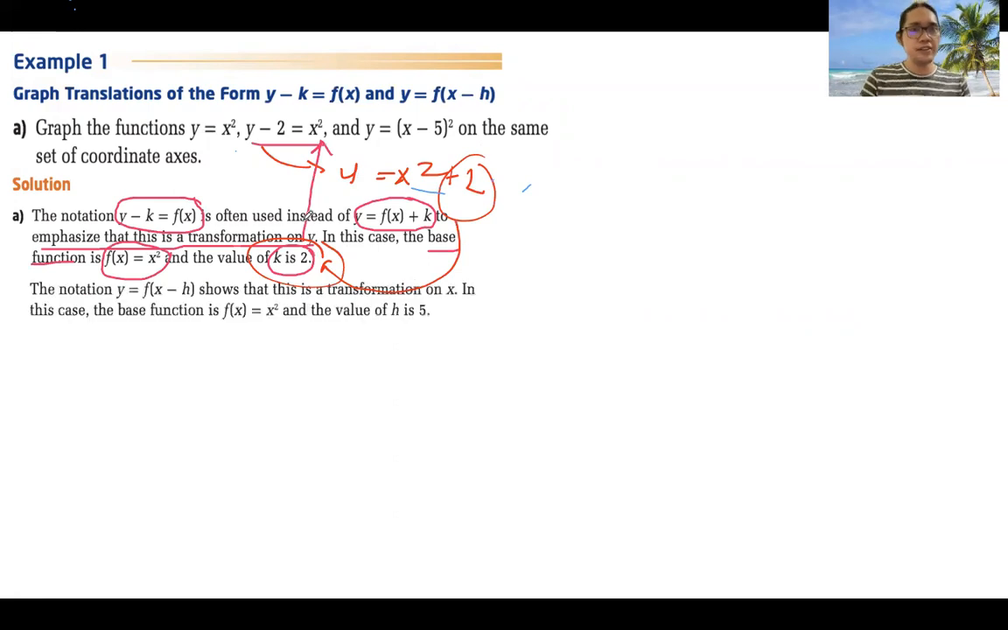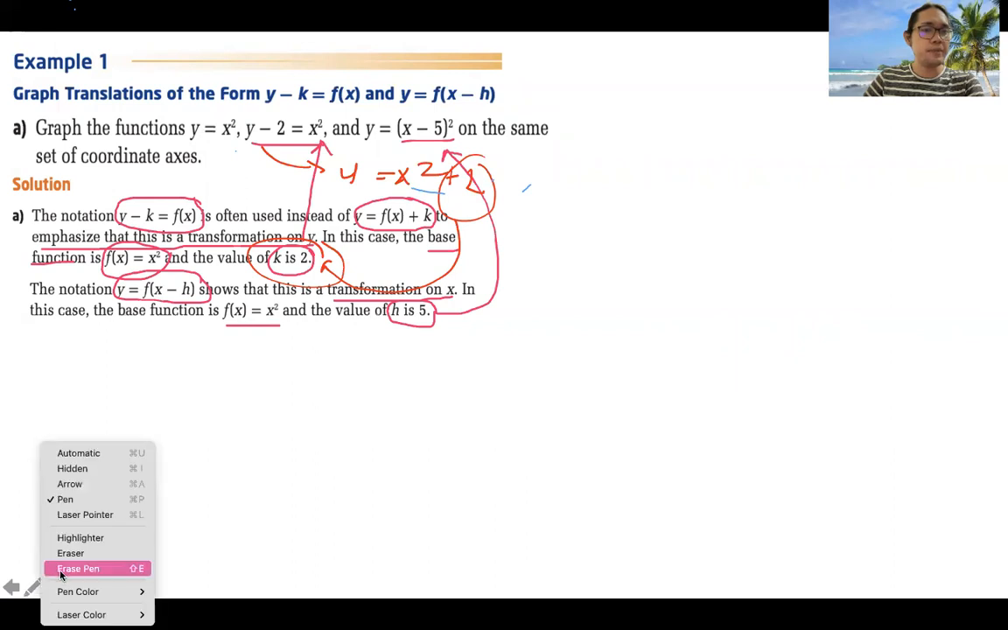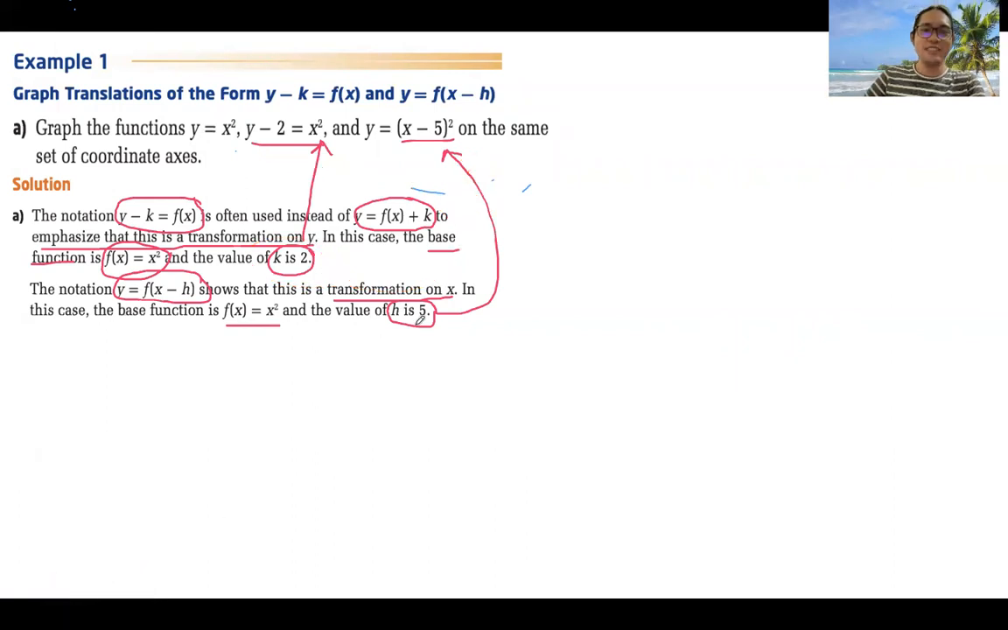Now the notation y = f(x - h) shows that this is a transformation on x. In this case, the base function f(x) is equal to x² and the value of h is 5. We got h equal to 5 from this function. I hope we are guided.